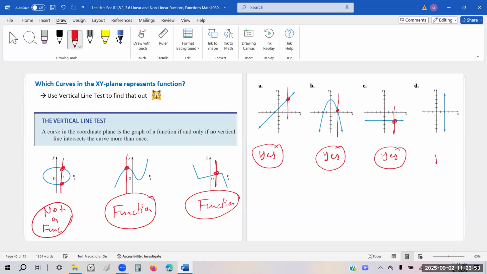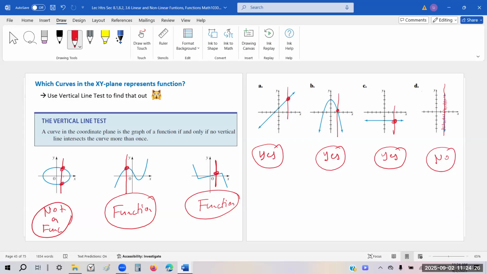Not a function. Why not? It's already a vertical line. So if you draw a vertical line, it has to be on top of that line. That means the two lines are the same. So how many intersections do you have? Infinitely many intersections. Here, here, here, here. They're intersecting everywhere. So it's not a function. So a vertical line cannot be a function. It doesn't satisfy the vertical line test.